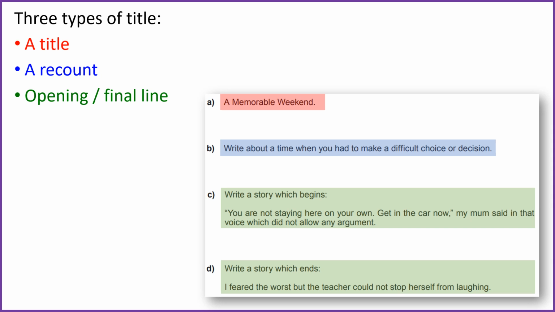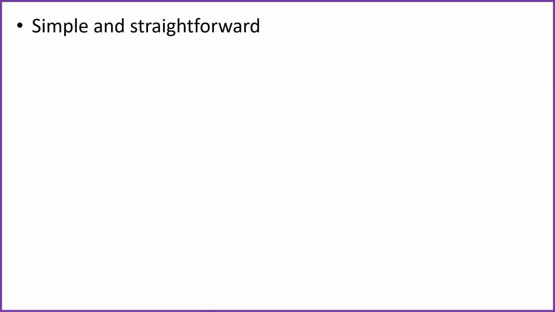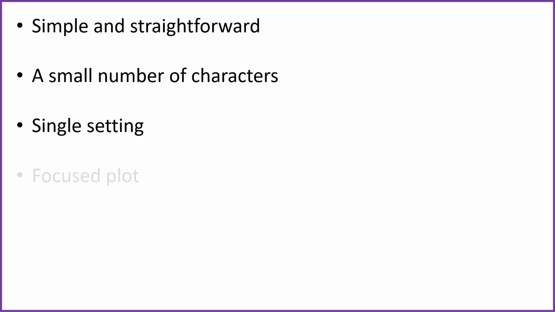Now, after 7 years and having marked tens of thousands of stories, the examiners have managed to identify what makes a good exam story. You only have 45 minutes, so the key to success is to keep it simple and straightforward. You can achieve this by having a limited number of characters, 2 or 3, a single setting, and a plot with one main event.